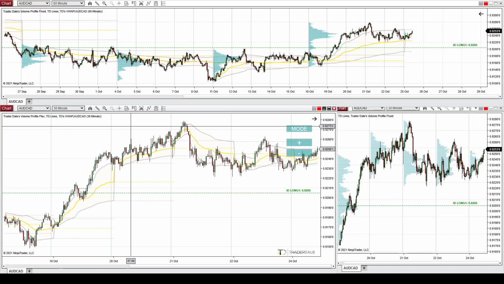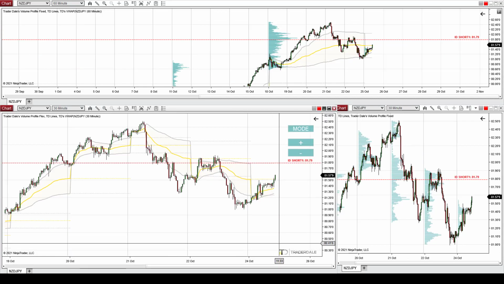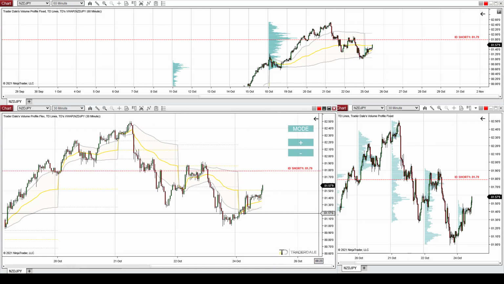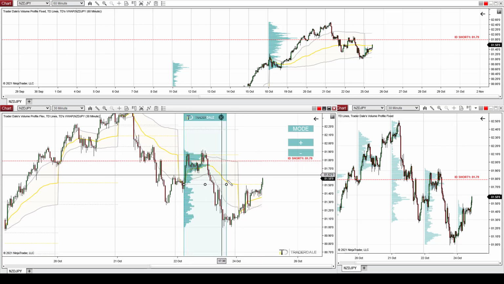And the next one is on the New Zealand dollar Japanese yen. So, what I have in here is a level based on a rejection of higher prices. Right there, this rejection of higher prices. The price went upwards, but what happened next was that sellers started to enter their shorts and they reversed the price and pushed it downwards again.